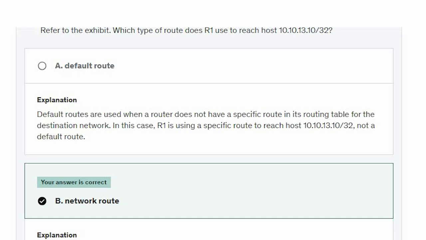Explanation to the answers. Answer number 1. Default route is a wrong answer because the default route is used when a router does not have a specific route in its routing table for the destination network. In this case, R1 is using a specific route to reach the host 10.10.13.10/32, not a default route.